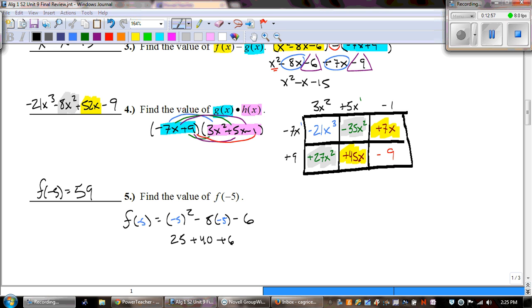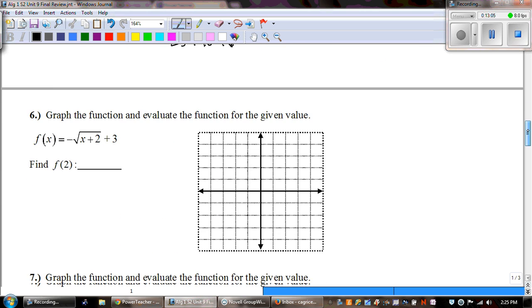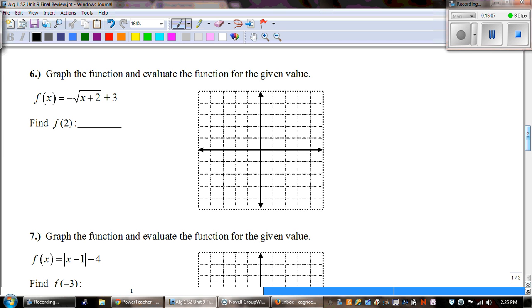Okay, and you should have gotten f of negative 5 equals 59, and I showed a little bit of work below. Okay, let's flip it over. It says to graph the function and evaluate the function for the given value. So we have f of x equals negative square root of x plus 2 plus 3.